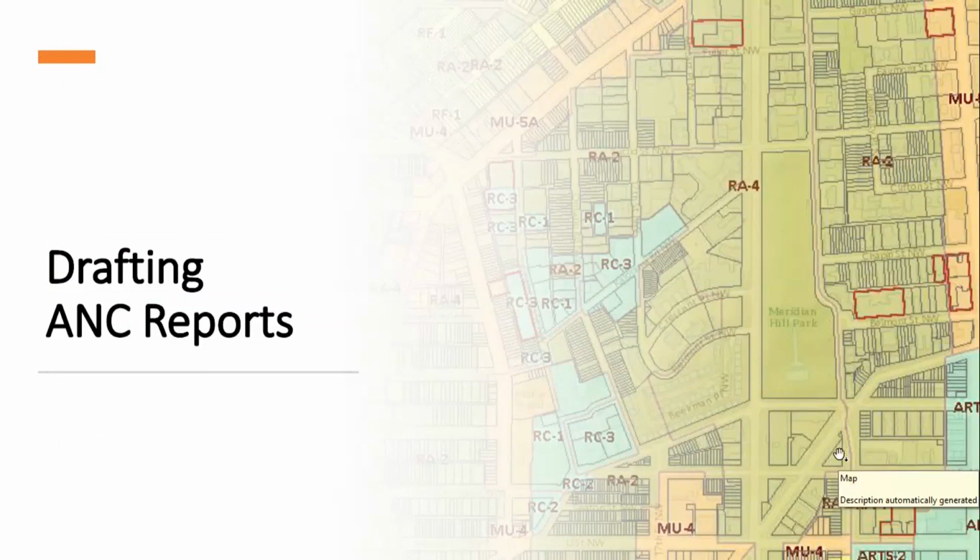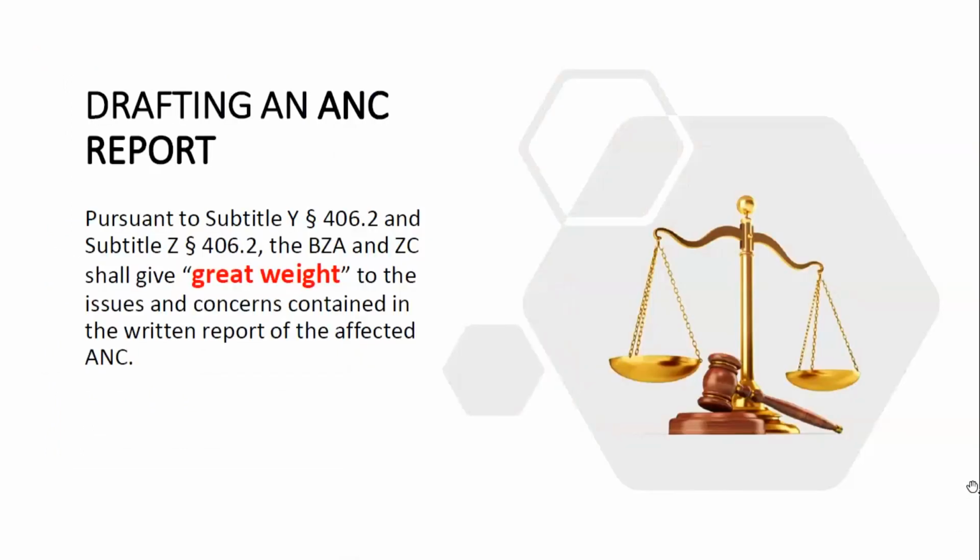Okay, so now we're going to go into drafting ANC reports. So pursuant to subtitle Y, section 406.2 and subtitle Z, section 406.2, the BZA and Zoning Commission shall give great weight to the issues and concerns contained in the written report of the affected ANC. And it's important to list the issues and concerns. If you just submit a report that says your ANC supports or opposes the project, it isn't given great weight. There was case law that says, and I think that's coming up in a later slide, that the board and the commission must give great weight to the issues and concerns.